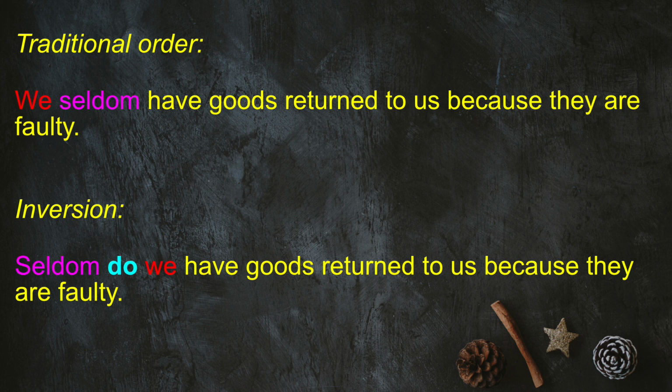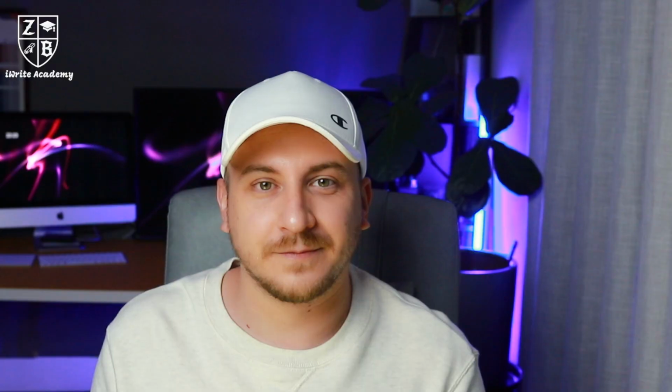So let's look at an example in the traditional order. We seldom have goods returned to us because they're faulty. Because this sentence is in present simple and the main verb is have, when we invert, we need to add the verb do. So let's look at the inversion. Seldom do we have goods returned to us because they're faulty.